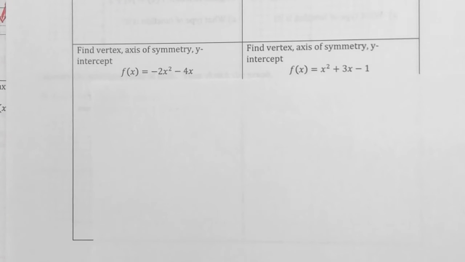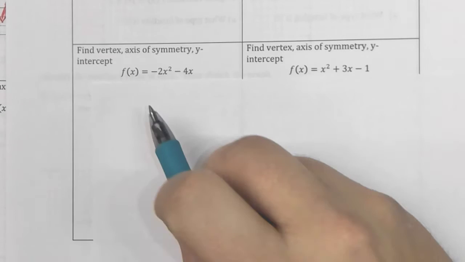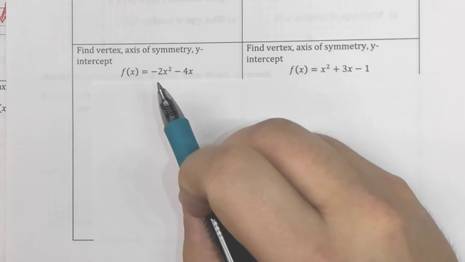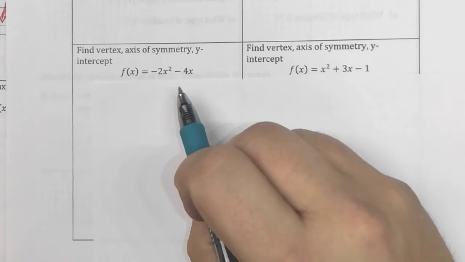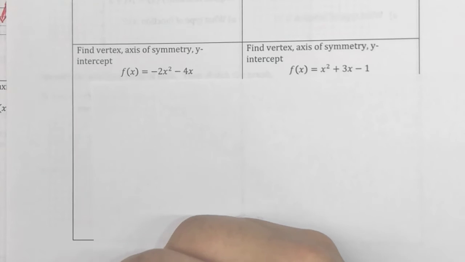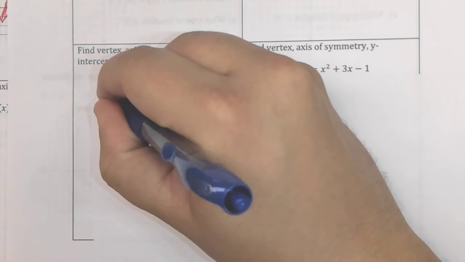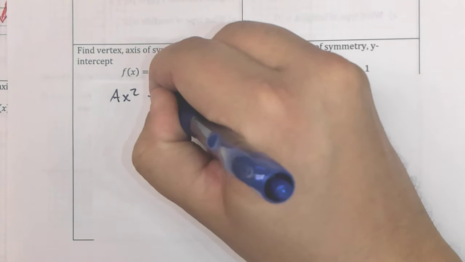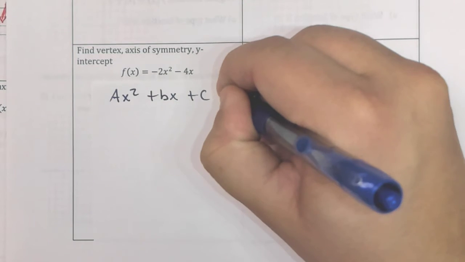So we have to find the vertex, axis of symmetry, and the y-intercept. For this one, the very first thing we have to do is realize what they're asking for. This is a quadratic, right? Because it's a quadratic, we have to find a, b, and c. What I mean by that is standard form is ax squared plus bx plus c equals 0.